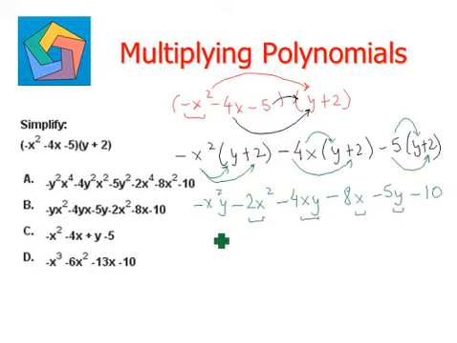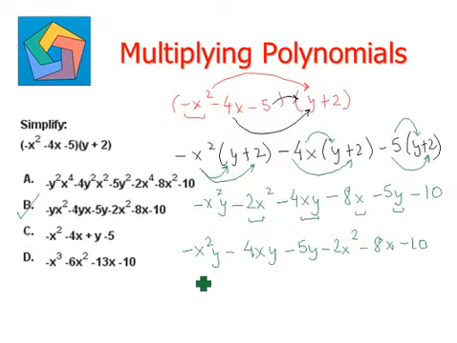Let's see which option this matches. Let's rearrange this in some order. It has negative x squared y minus 4xy minus 5y minus 2x squared minus 8x minus 10. So this matches option B. Right? So this is the final answer.